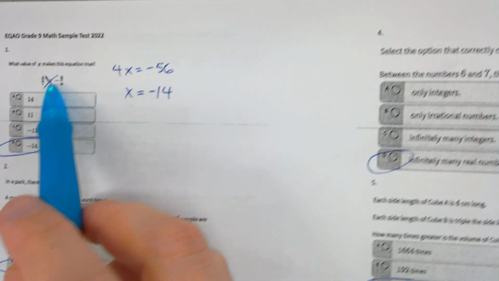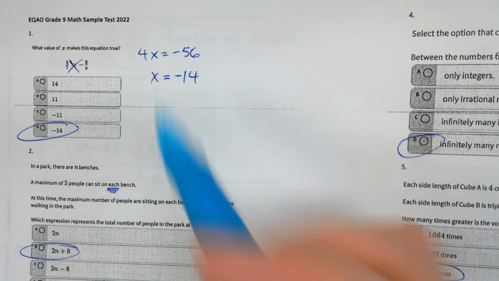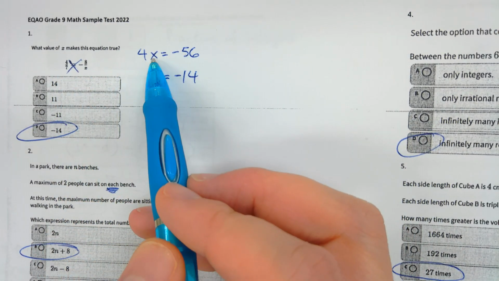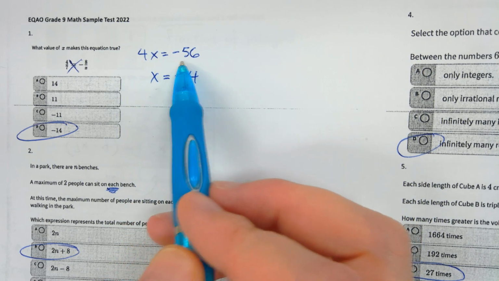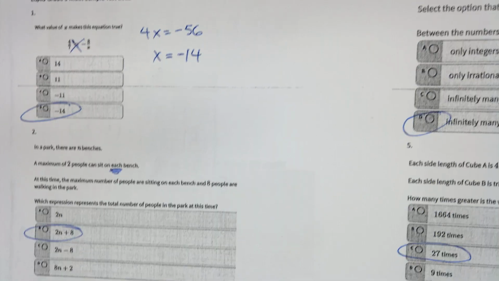Page 6. Okay, you have a fraction equals another fraction. So all you're doing is cross multiply and divide. So cross multiply, you get 4x equals negative 54. Divided by 4, you get negative 14.